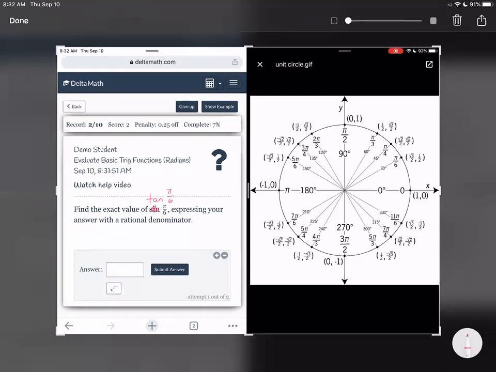Okay, so let's look for pi over 6. I found it. Here's pi over 6. So it's this angle. That one. Anyways, so then we look at the x and y. Remember that tangent is the y over x. Write this down if you haven't already. Tangent is the y over x, okay? So cosine is the x, sine is the y, tangent is the y over x.